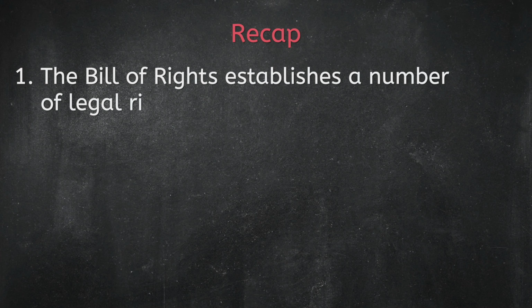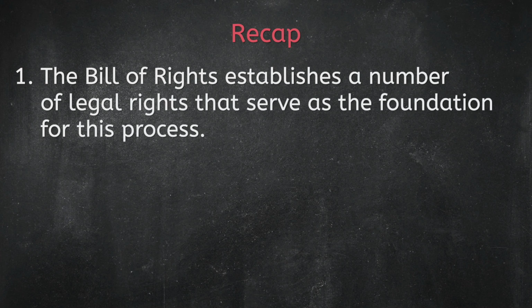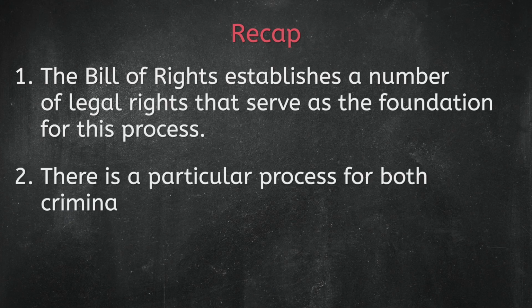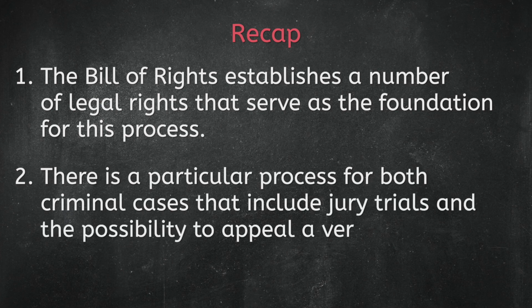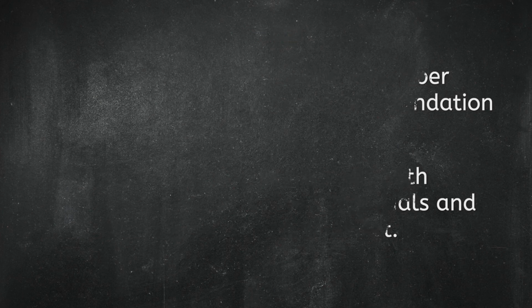Recap! The Bill of Rights establishes a number of legal rights that serve as the foundation for this process. There is a particular process for criminal cases that includes jury trials and the possibility to appeal a verdict. In our next lesson, we will analyze local government in terms of its structure and selection of officials. But that, my friends, is for another day.